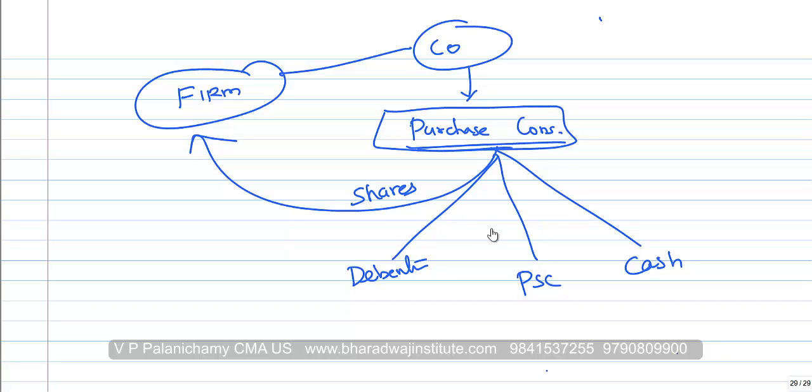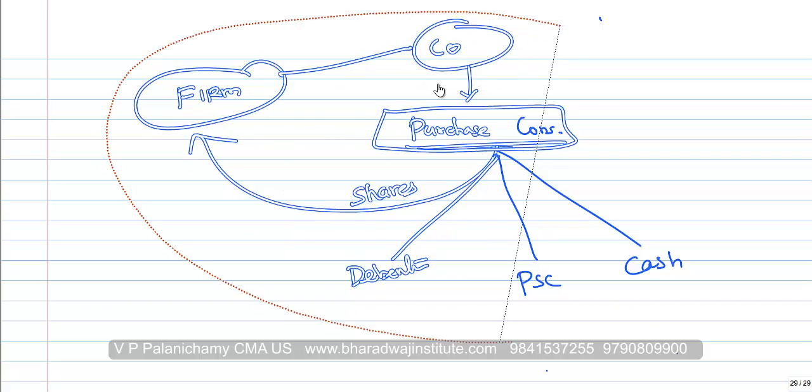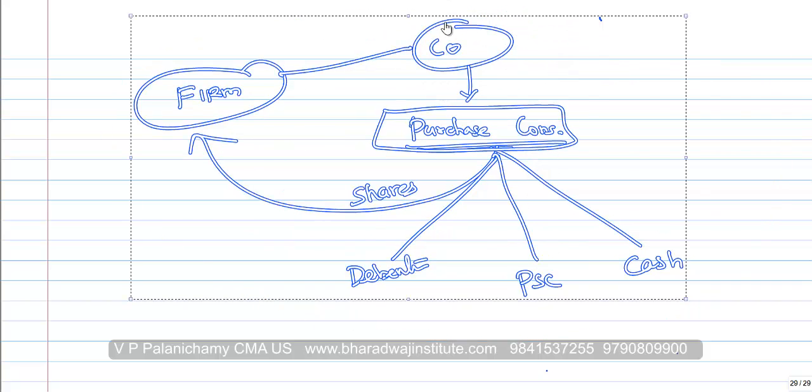Otherwise, let us assume you have 35 assets and 10 liabilities. Whether all assets and liabilities will be taken over by the company? No, need not. Let's assume the company takes over only 10 assets and 4 liabilities.